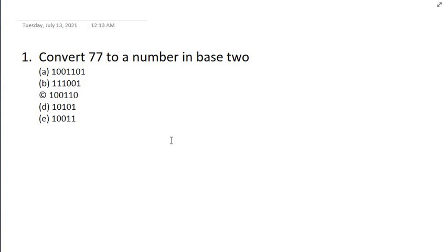Okay, let's look at question 1. Convert 77 to a number in base 2. To do this, we are going to divide 77 by 2 since we are converting 77 to base 2. So the first 7 divided by 2 is 3, remainder 1, you bring the remainder here.